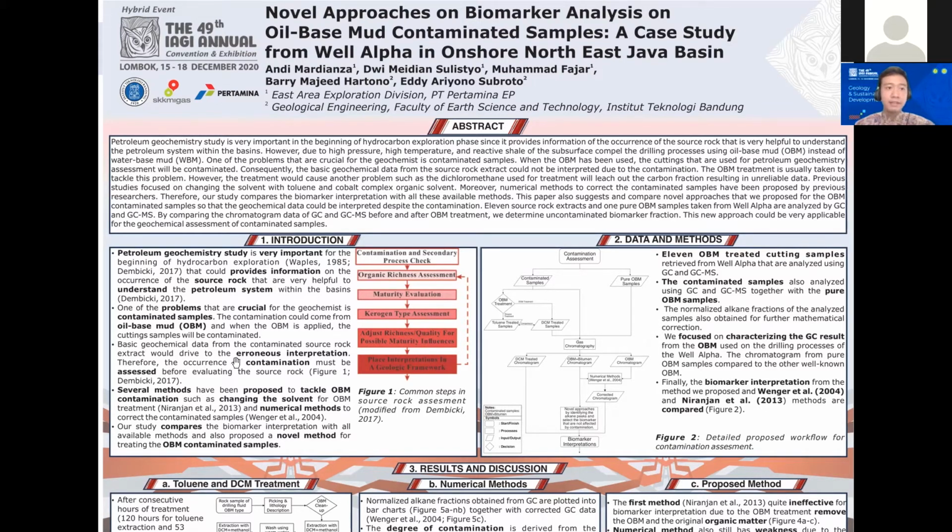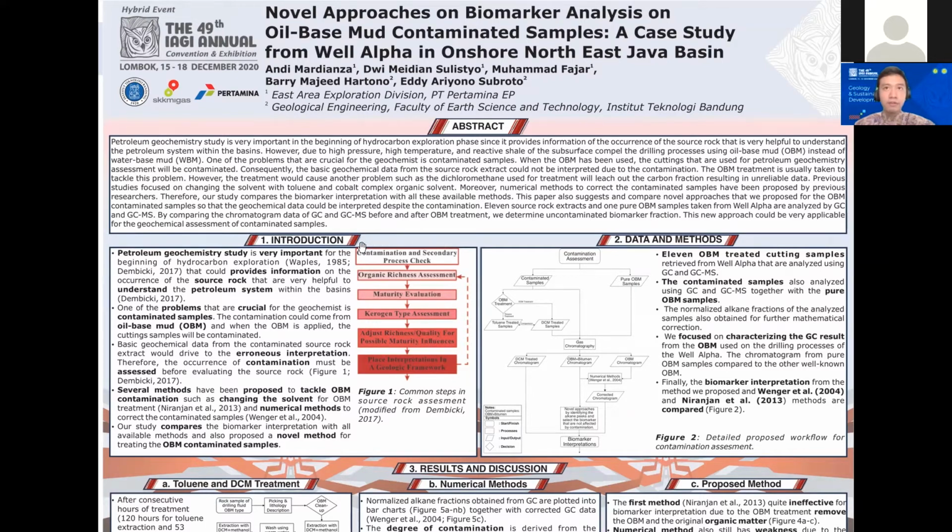The reason is that WBM contact with reactive shales can make the shale swell, so there will be a stuck pipe. So in this figure, the contaminated source rock must be assessed first because it could lead to erroneous interpretations. The OBM, however, could be tackled with several methods.